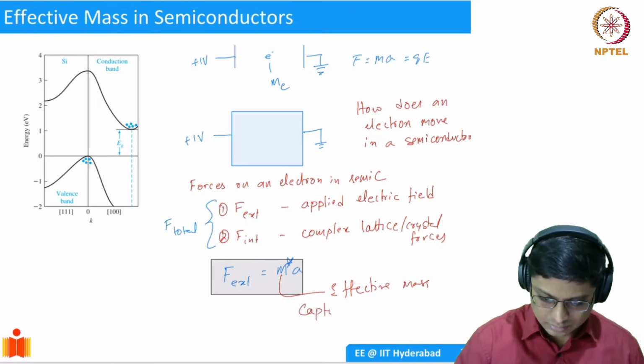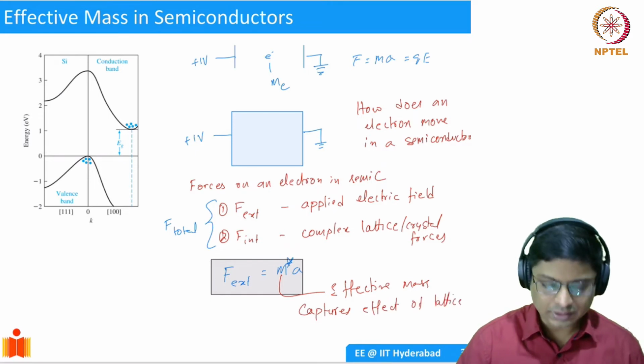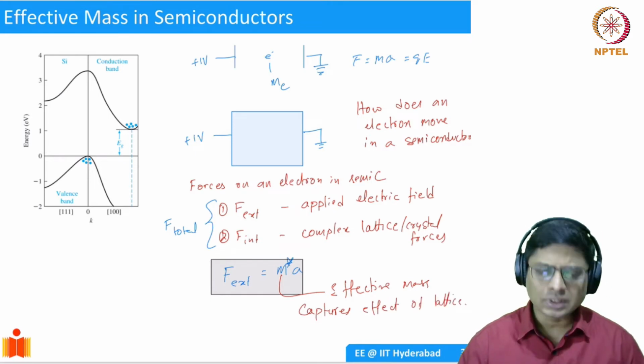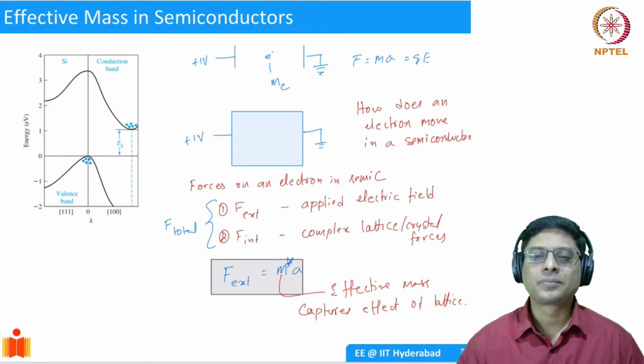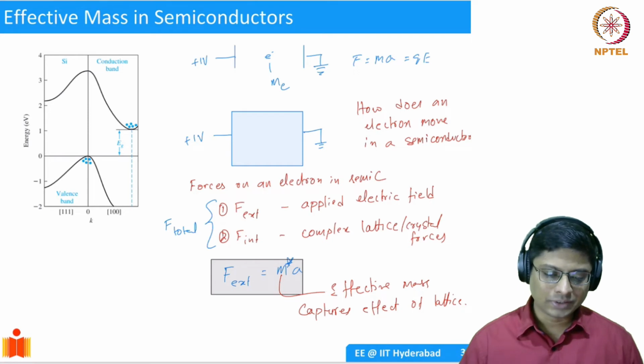the effect of the lattice, right? This is what it does. How can we do that, right? So the way it is done is, the lattice potential and how the electron moves in it is all captured into the EK relation. Okay. So we will use this.